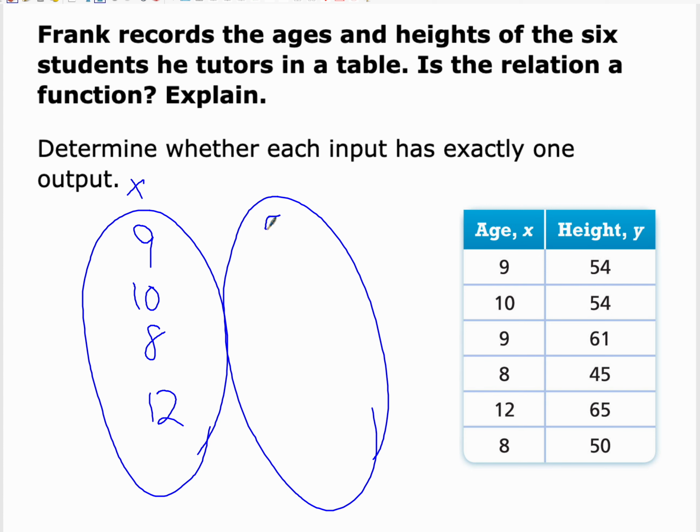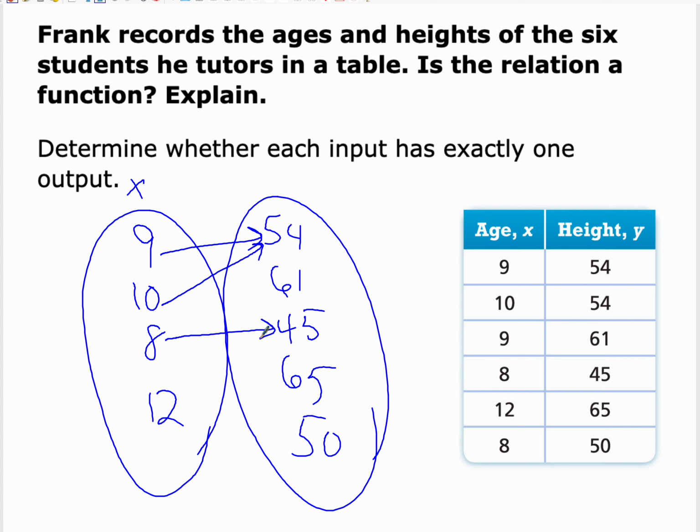And then here, 54, 61, 45, 65, and 50. Now I can make my arrows, so 9 goes to 54, 10 goes to 54, 8 goes to 45.